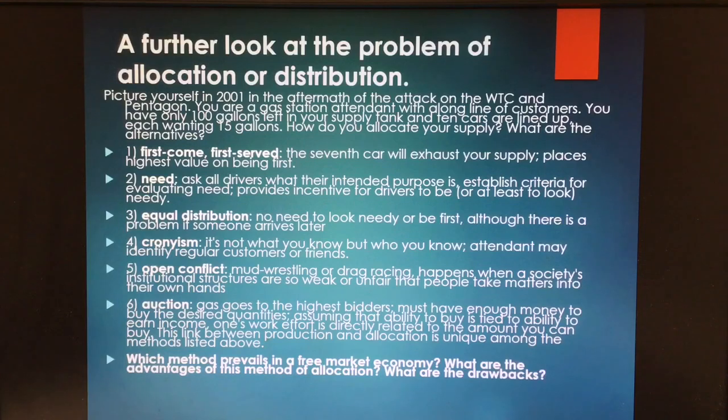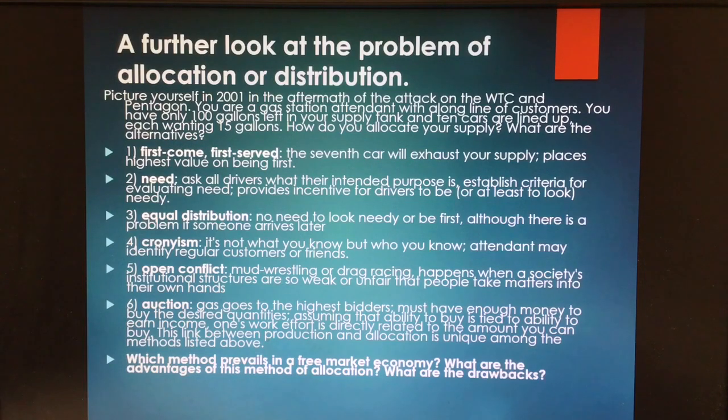How about equal distribution? How about if you simply say, well, there are 10 of you in line, 100 gallons. I know some of you want 15. Nope, everybody gets 10 gallons. Well, that would work, but what if another car or two drives up? Then how are you going to handle that? Cronyism. How about if you just say, okay, who's a regular customer here? Or who do I know in this group? And so you allocate based on those kinds of personal associations.